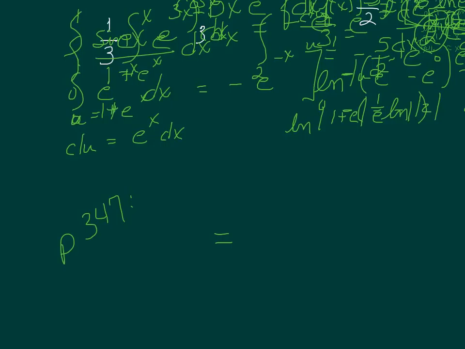Okay, the assignment is page 347, section 5-4, 3 to 18 every third, number 38, 40 to 60 every fourth, 61, and 96 to 108 every fourth.